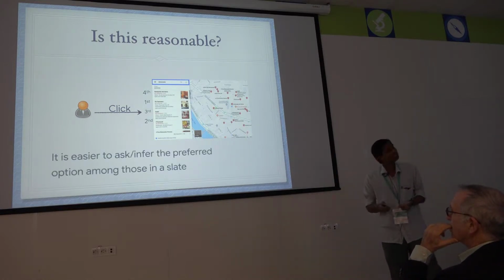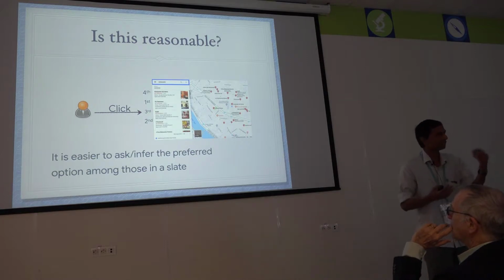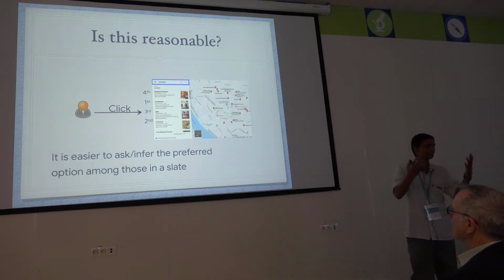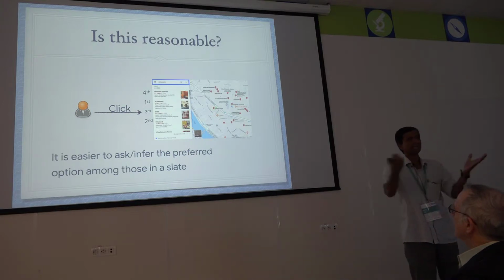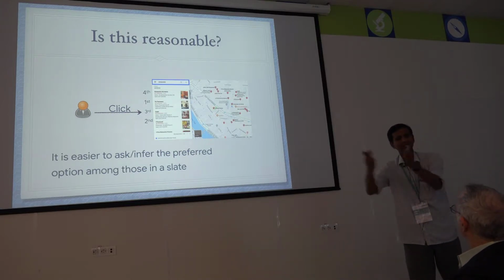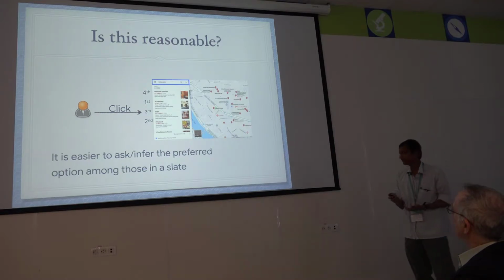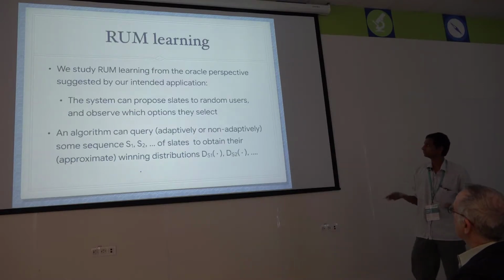And it's much easier to ask, even if you want to conduct a survey like what Reinhard was telling yesterday, like questionnaires, it's much easier to ask for a preferred option from a slate rather than say, okay, what's the probability that you like this one, this one, this one, and so on. So it's a much more reasonable model to keep in mind.